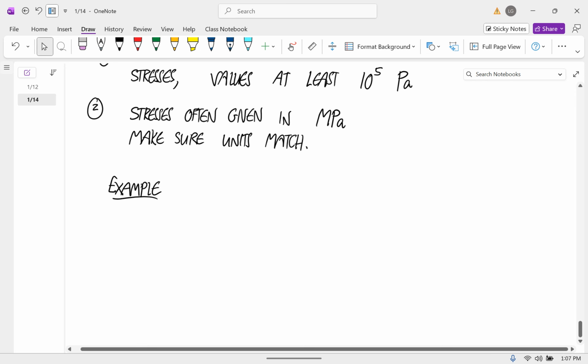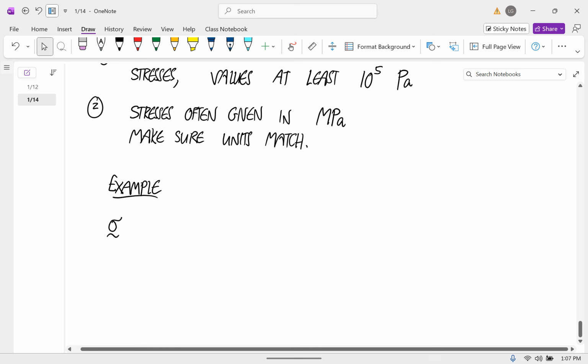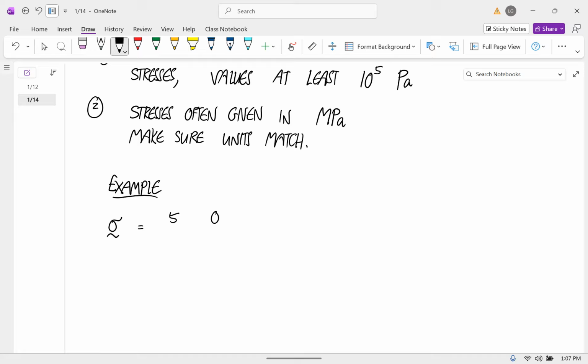So let's say that we have a stress tensor that's equal to 5, 0, -1, 0, 50, 2, -1, 2, -10. And let's say these are all in megapascals. So just a quick clarification, these stress tensor matrices are always going to be symmetric. These are always symmetric matrices, that's right.